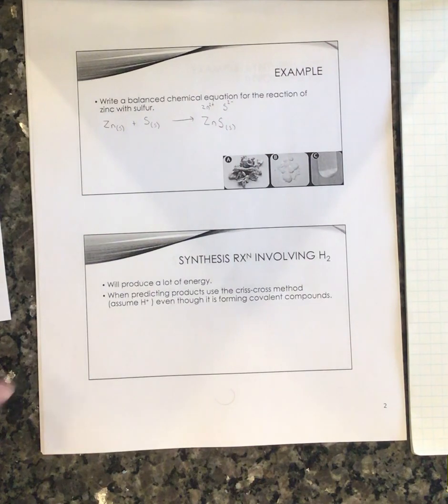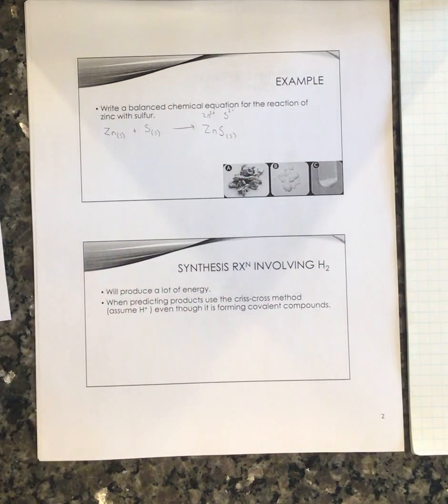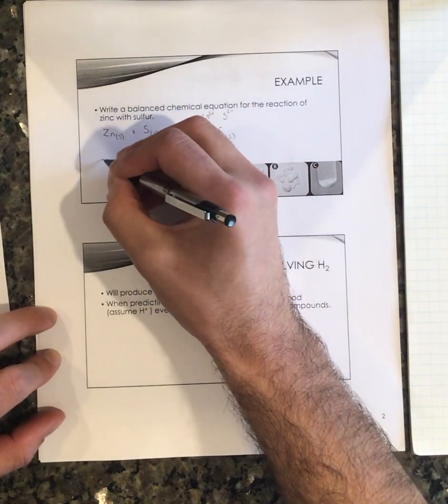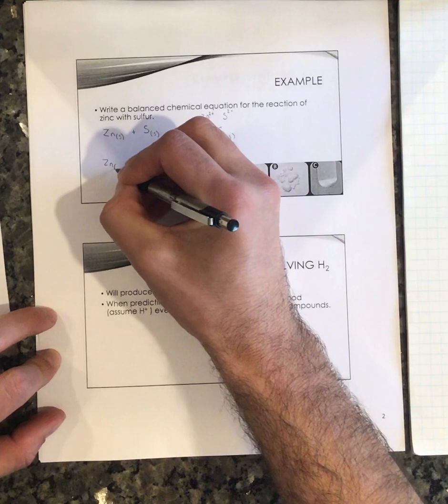Now one thing I do want to point out is sometimes you may see this. Let's say we have this same example here. We have zinc, which is our solid.